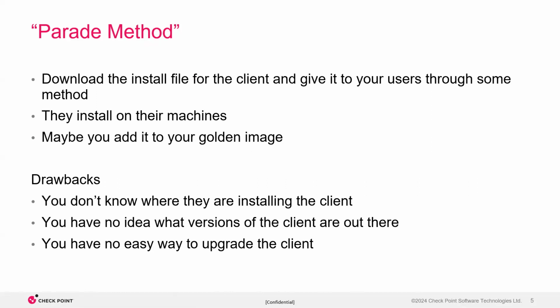You have no idea what versions of the client are out there because you sent out an install file, people installed it, and then time went by, right? Unless you didn't send out any new versions of the file, then I guess you do know what version it is, but it could be years old, right? And then it could have issues, could have vulnerabilities, could have compatibility issues with newer versions of Windows, new patches, etc. And then you have no easy way to upgrade the client, right?